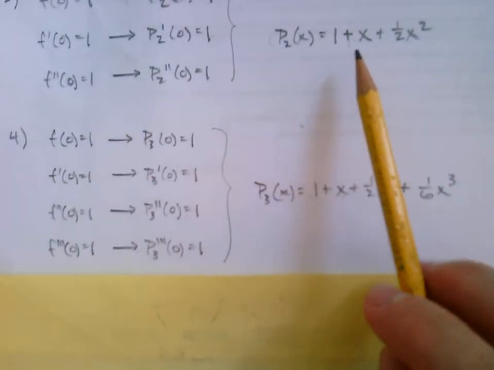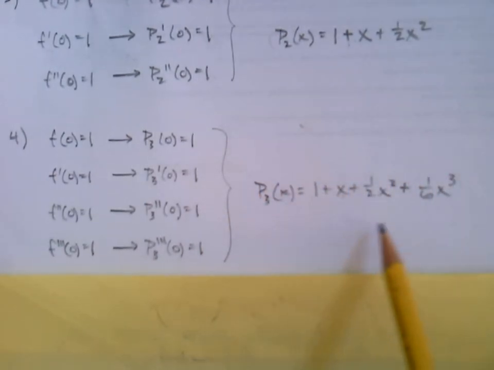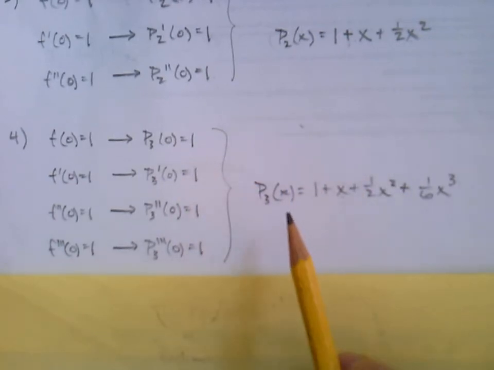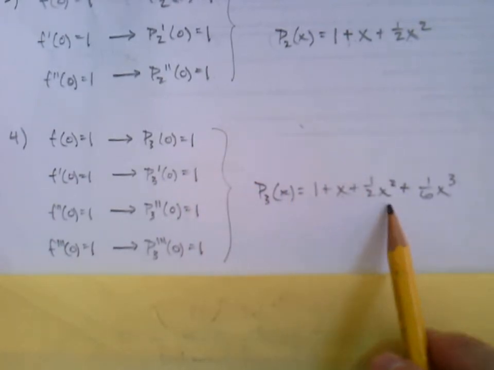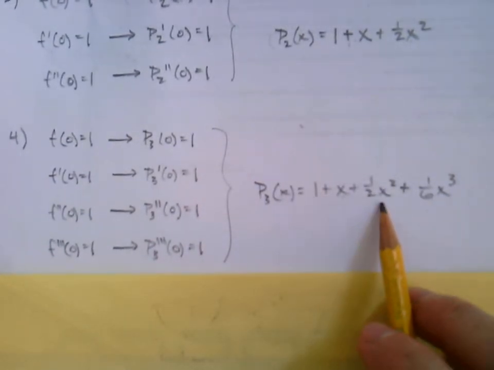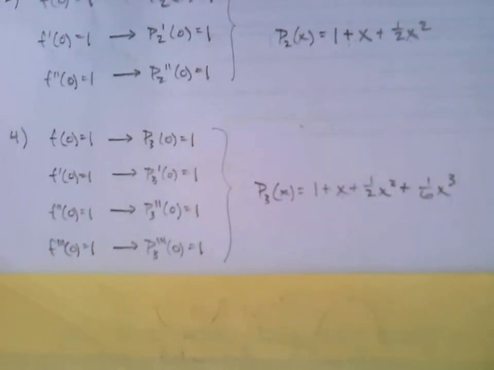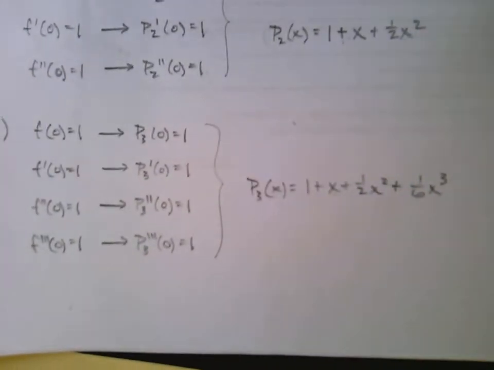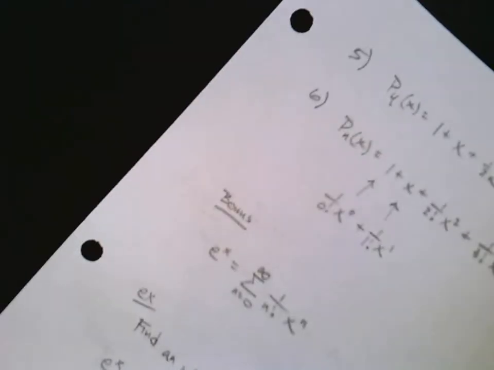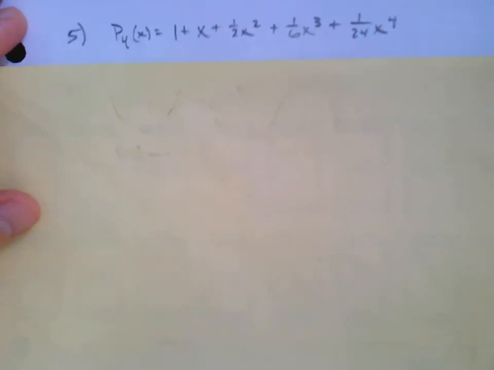But the point for us here is to notice, once you're comfortable that this is the polynomial that makes that true, we just notice, oh, we're just adding on another term each time. So it went from 1 plus x plus 1/2 x squared plus 1/6 x to the third. Number 5, I have on the next page, says take a guess at the fourth degree polynomial.